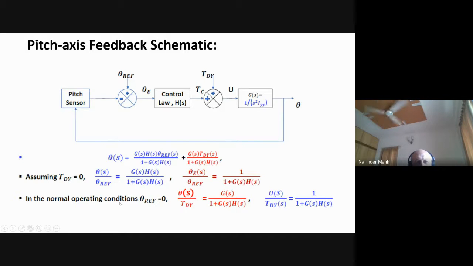In the normal operating condition, theta reference is 0. You have some error and you want to make it 0, so the reference is 0. So you can write the same with theta reference as 0, and this becomes basically an equation like this.